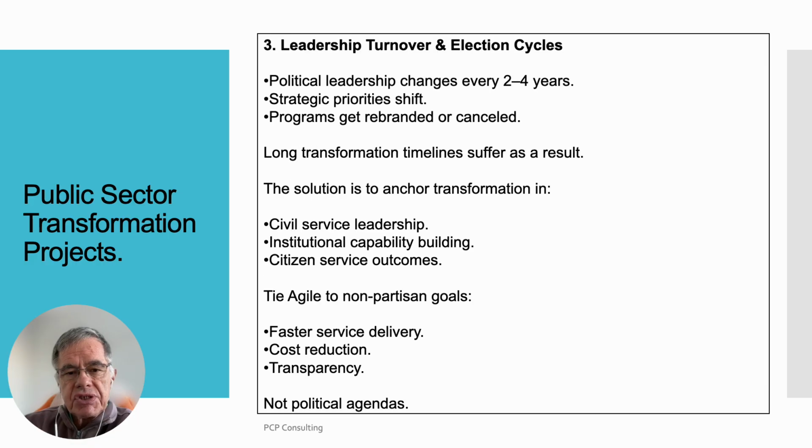Leadership turnover and election cycles. Political leadership changes every 2 to 4 years. Strategic priorities shift. Programs get rebranded or cancelled. Long transformation timelines suffer as a result. The solution is to anchor transformation in civil service leadership, institutional capability building, and citizen service outcomes. Tie Agile to non-partisan goals, faster service delivery, cost reduction, and transparency, not political agendas.